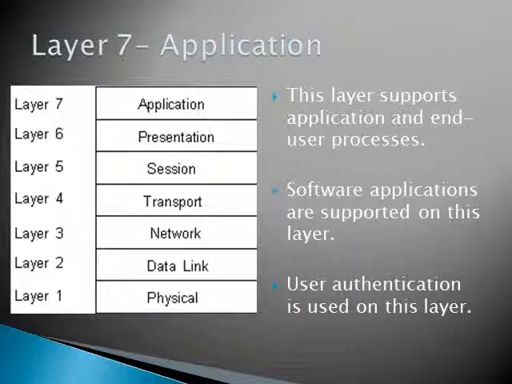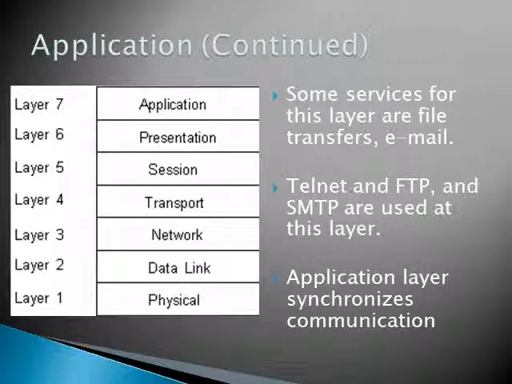Layer 7 is the application layer. This layer supports applications and end user processes. Software applications are supported on this layer. User authentication is also used on this layer. Some services for this layer are file transfers and email. Telnet and FTP and SMTP are used at this layer. The application layer synchronizes communication.